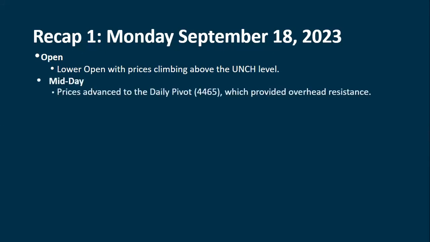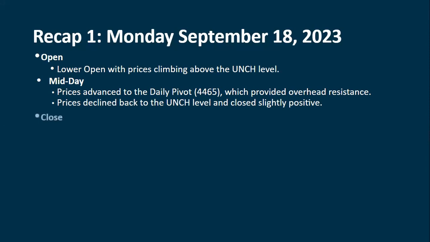Okay, let's go back and talk about what happened. Right at the open, we had a lower open, but we quickly bounced from there. We were able to climb above the unchanged level. Then prices advanced up to the daily pivot. That was the overhead resistance for Monday's session. It was at 44.65. Then after hitting the daily pivot, we went back down to the unchanged level and we actually went negative for a while, but then we were able to close slightly positive.